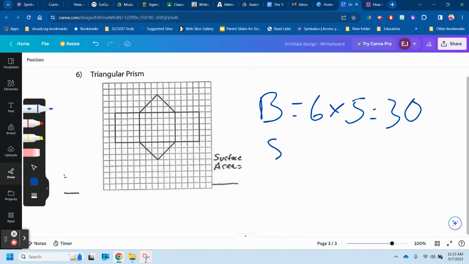Okay. But I have a side. I only have one bottom, but I have two sides. And those sides are also 4 by 5. And I have two of them. So I times that by 2. So that would be 40.